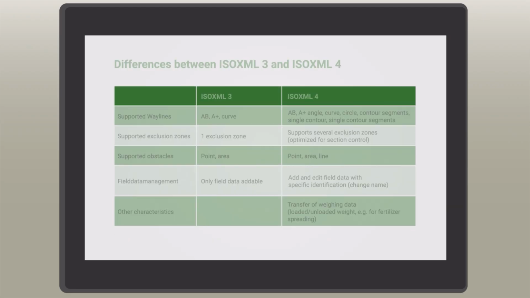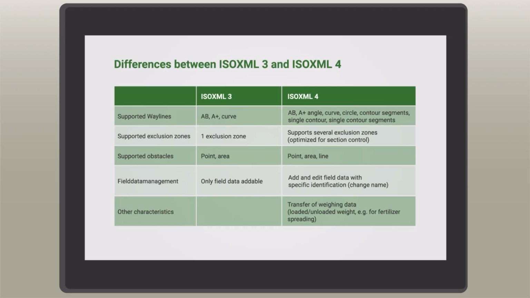ISO XML 3 and 4 differ mainly in the scope and the possible uses of the data. ISO XML 4 already supports all way lines, that is, not only A-B lines and curves, but also circles, single tracks, contour segments, and single contour segments. Furthermore, not only one but several exclusion zones, as well as obstacles, can be transferred. With ISO XML 4, you can also edit your field data afterwards, and duplicates are avoided when merging fields.